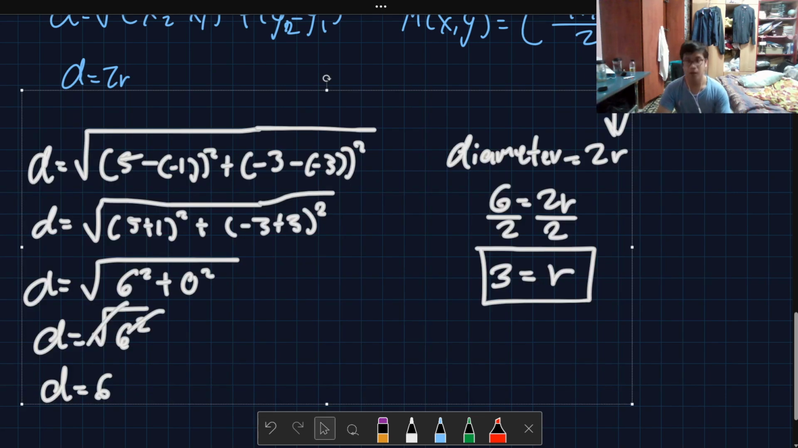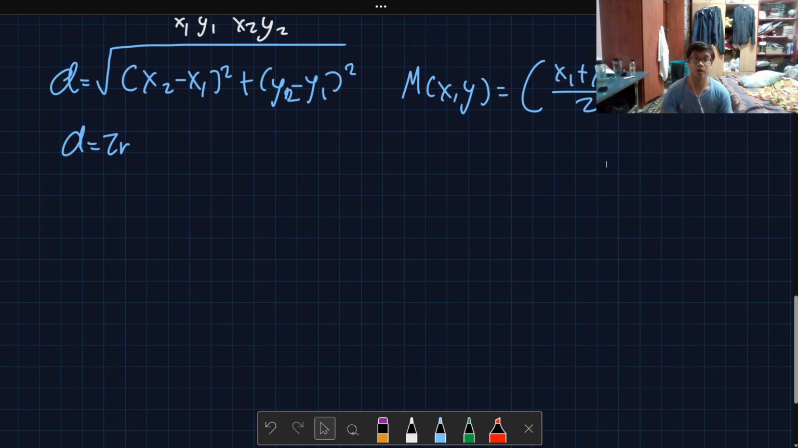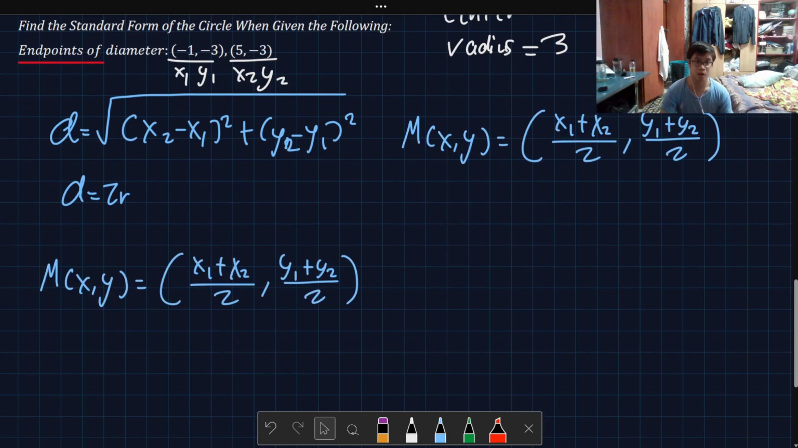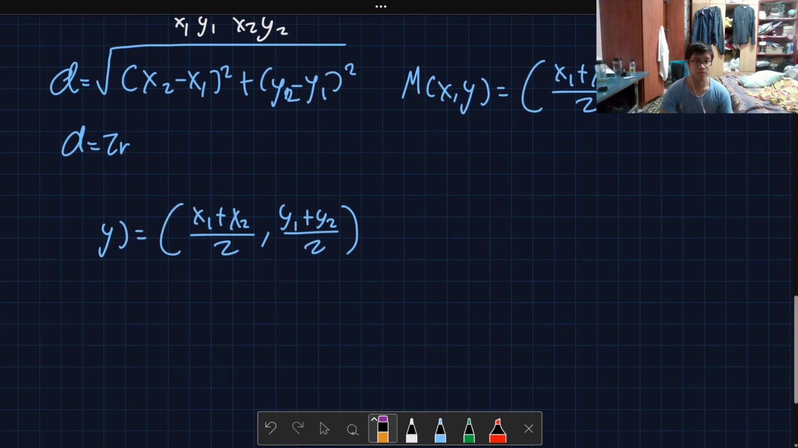Okay, we're good. Now what's next? We're going to find the center. So finding the center, just simply use this formula. Okay, so let's find the center. Let me replace M of XY as center. Since we're looking for the center by using the midpoint formula, I can just simply change M of XY here to center.